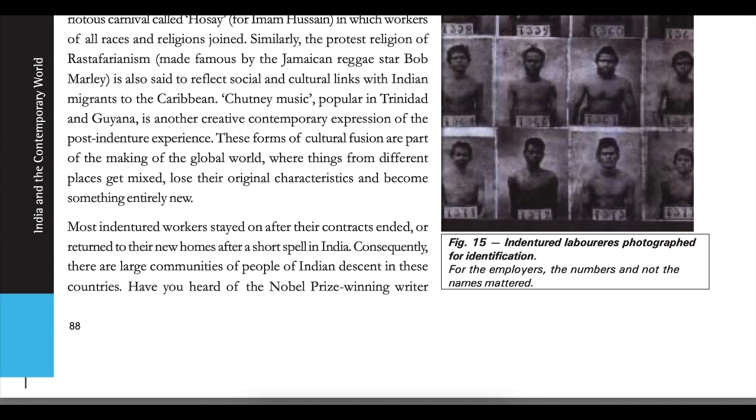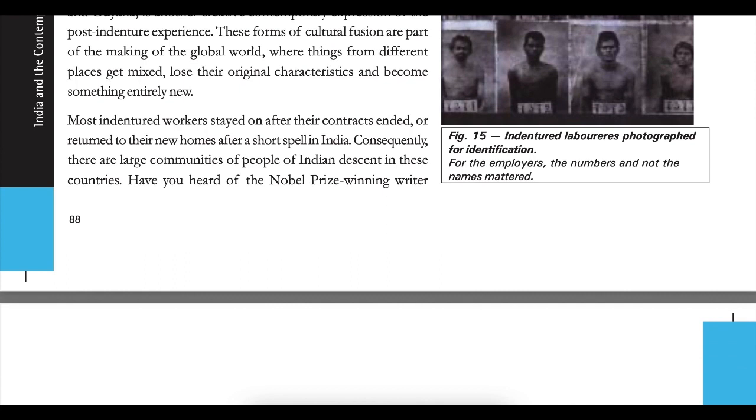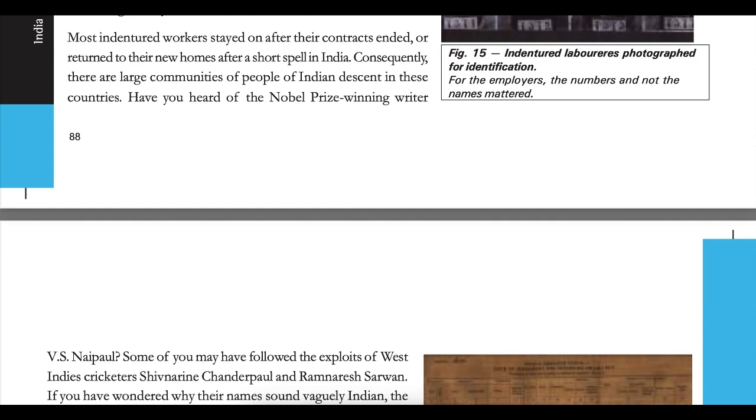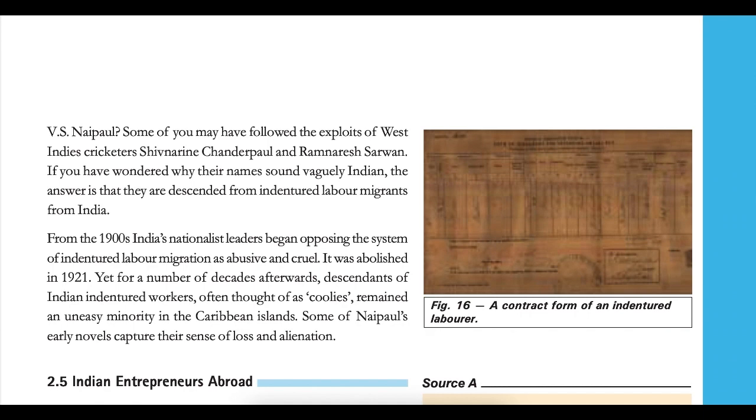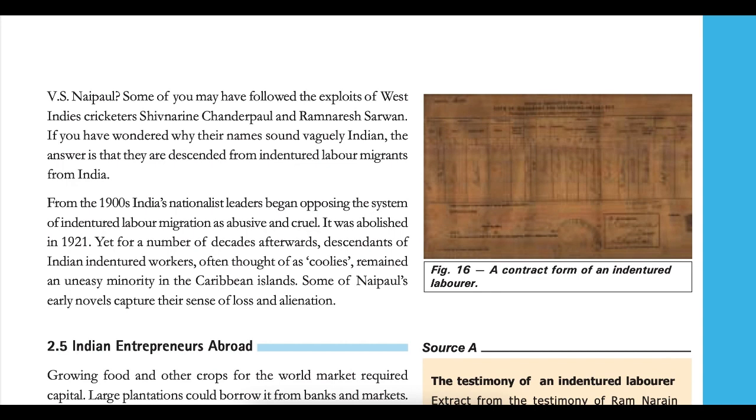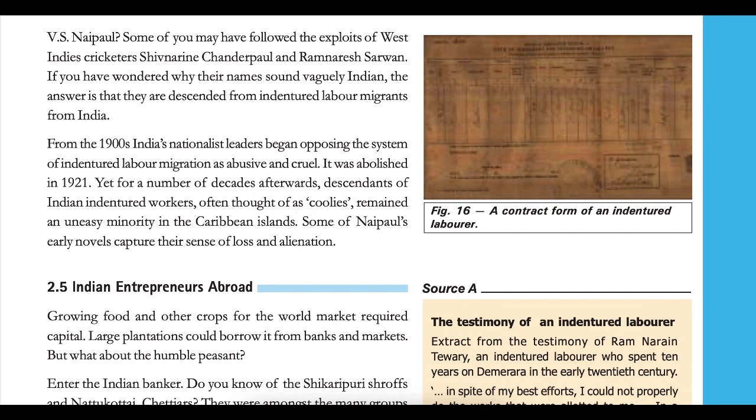Most indentured workers stayed on after their contracts ended or returned to their new homes after a short spell in India. Consequently, there are large communities of people of Indian descent in these countries. Have you heard of the Nobel Prize-winning writer V.S. Naipaul? Some of you may have followed the exploits of West Indies cricketers Shivnarine Chanderpaul and Ramnaresh Sarwan. If you have wondered why their names sound vaguely Indian, the answer is that they are descendants from indentured labor migrants from India.